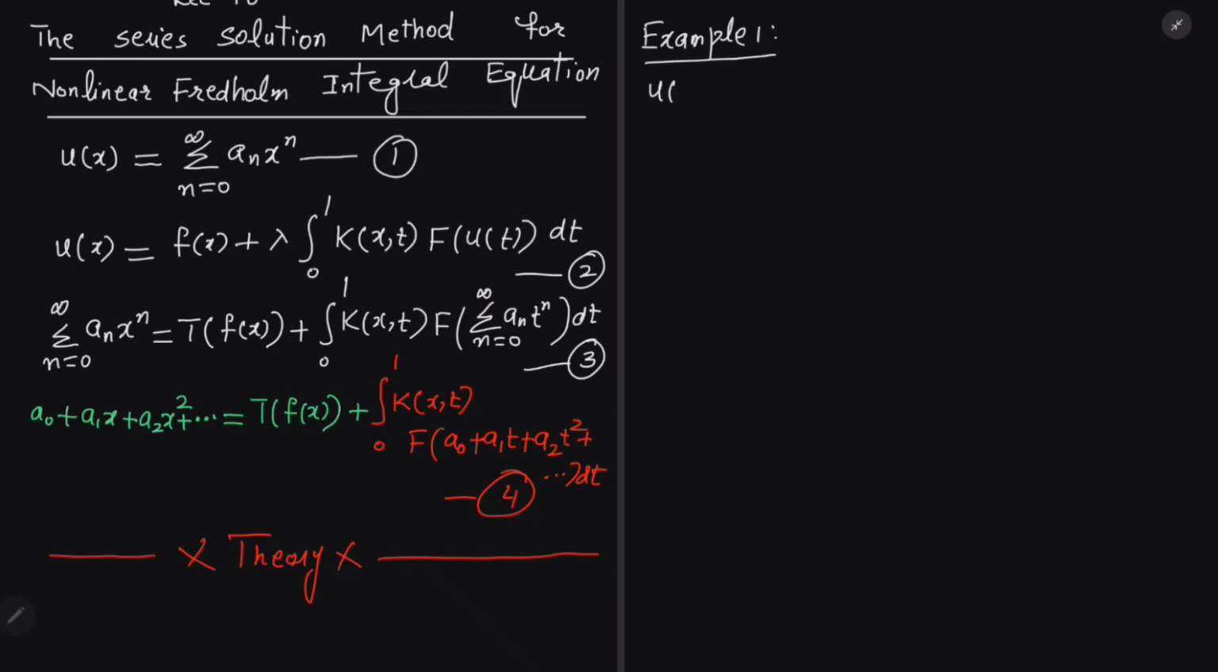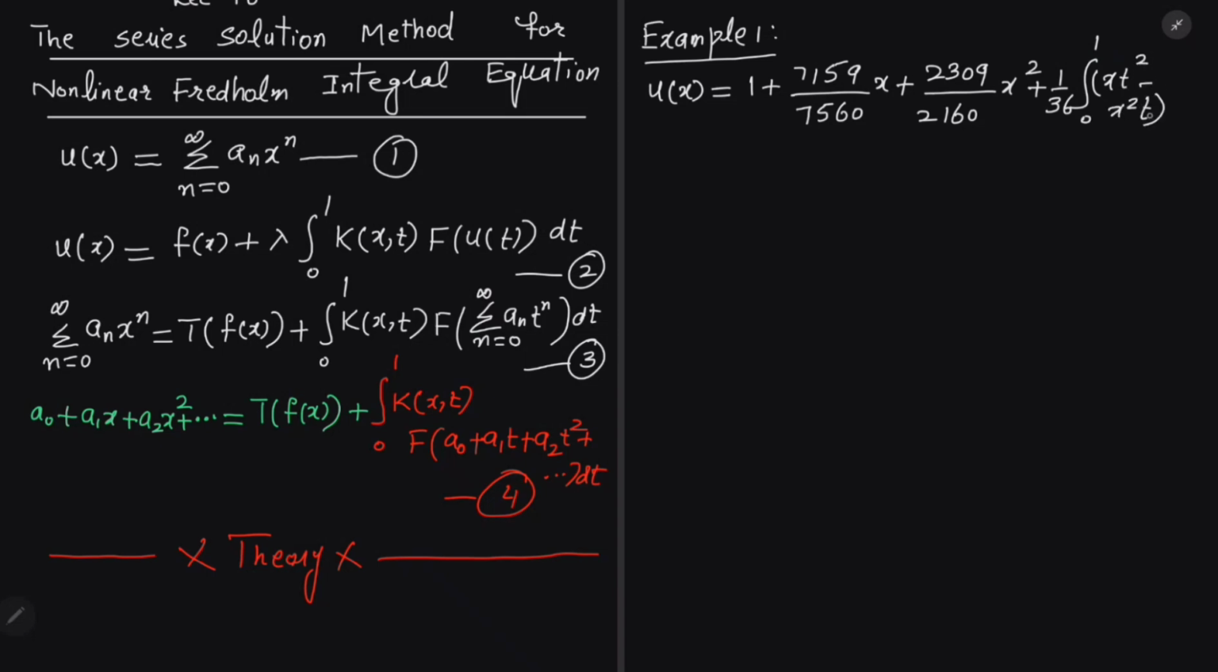u of x is equal to 1 plus 7,12.59 divided by 7560 x, minus 2309 divided by 2160 x square, plus 1 by 36, integral from 0 to 1 of (x t square minus x square t) u square of t dt.